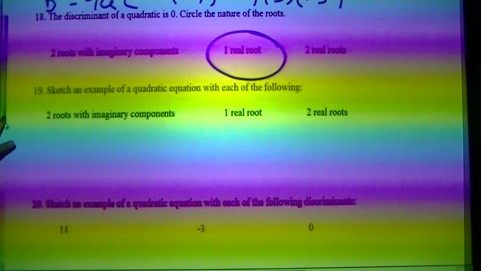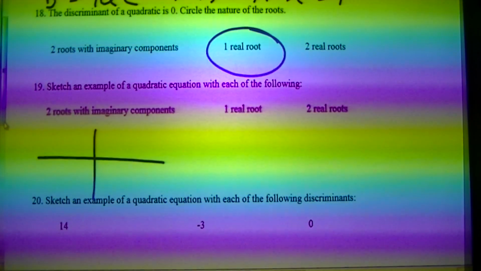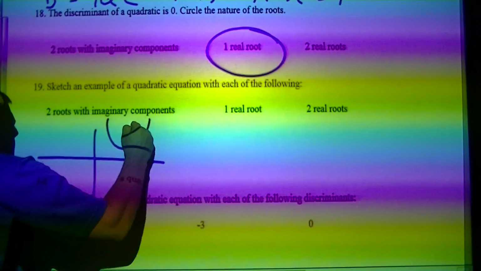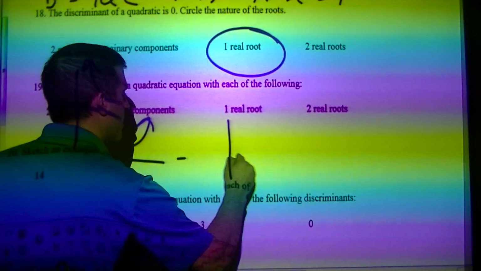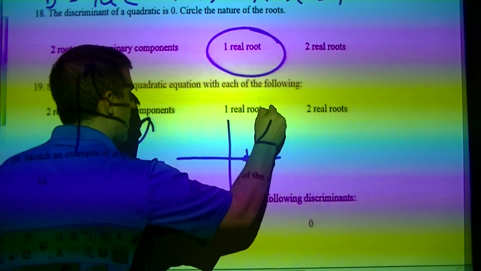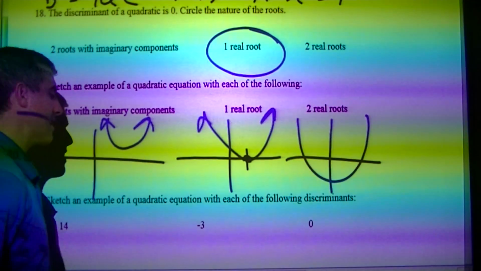Sketch a graph for each one. An imaginary, all right? 2 imaginary, that's not going to cross the x-axis. It's going to be above. 1 real is going to touch right on the axis. Okay? 2 real could look like that.